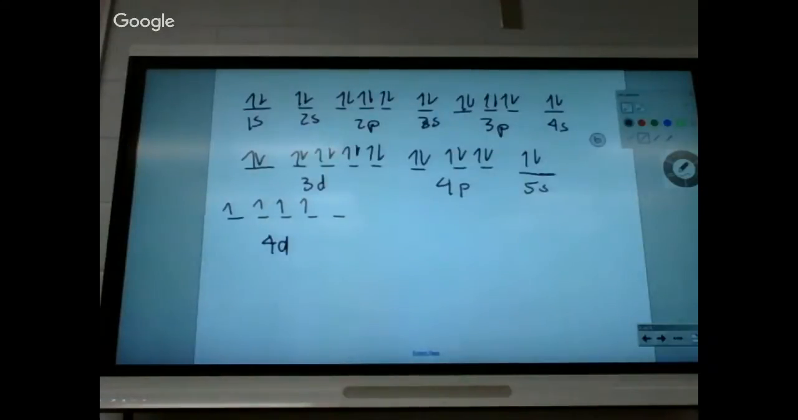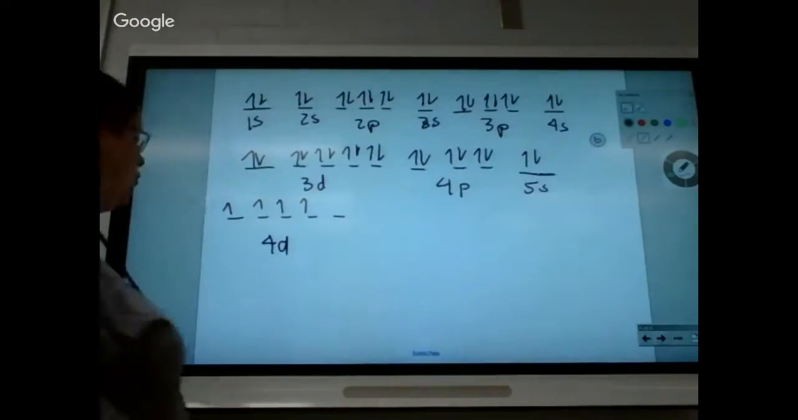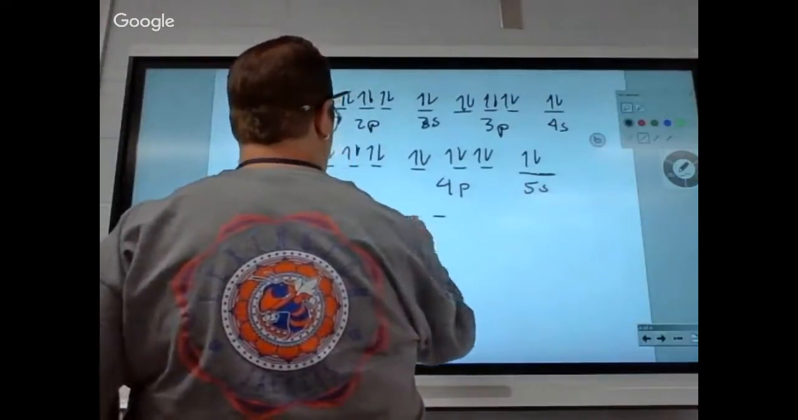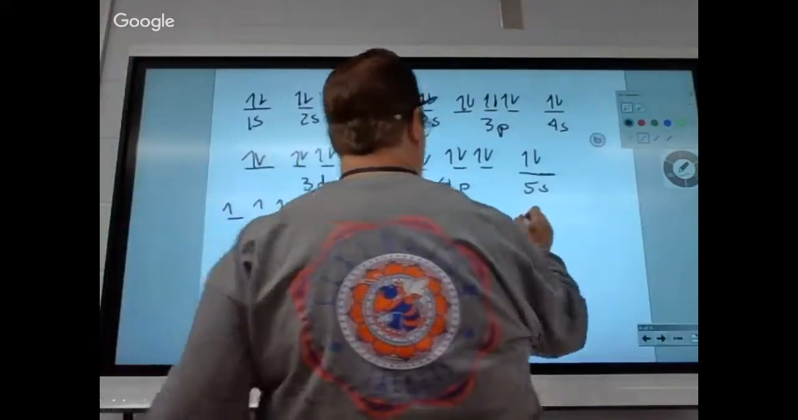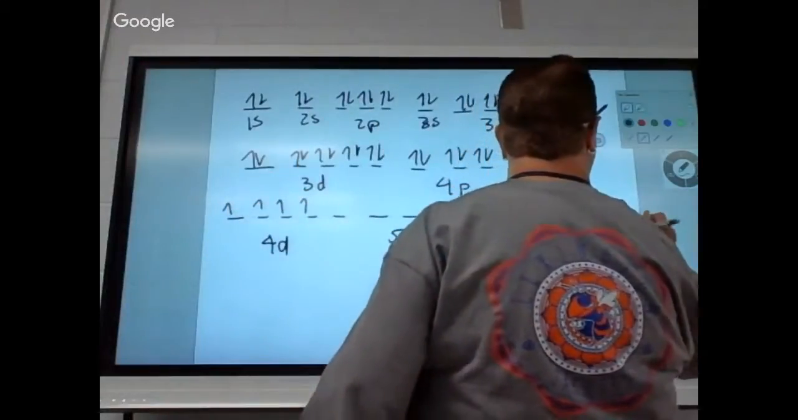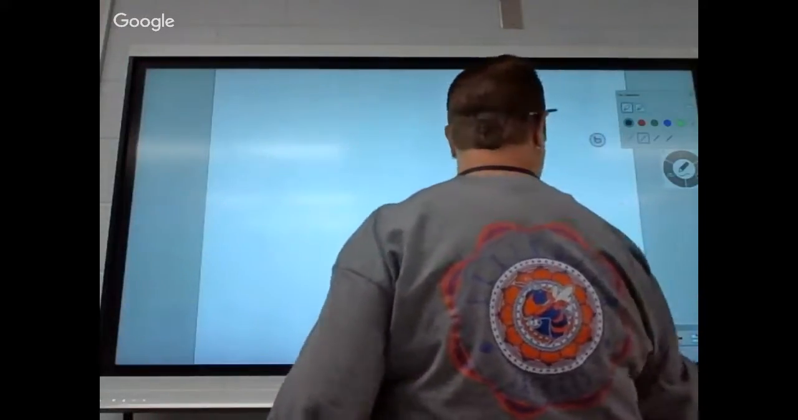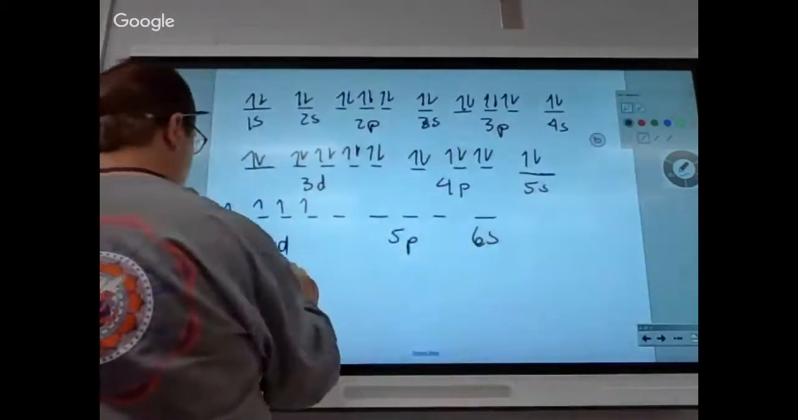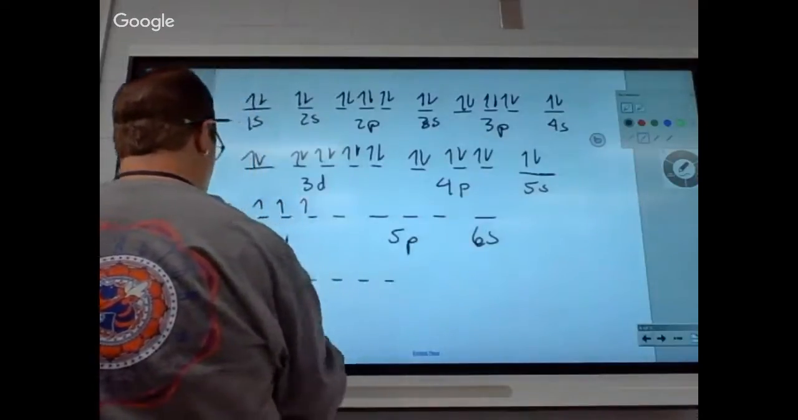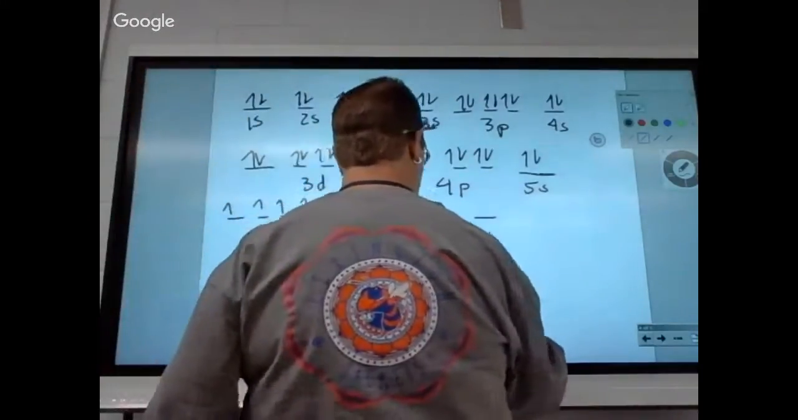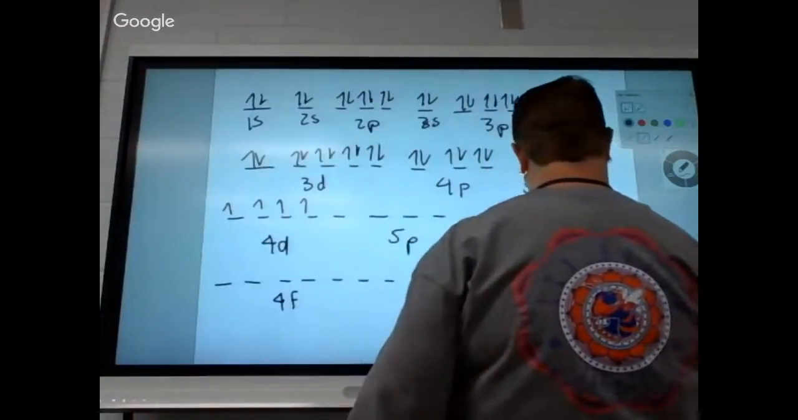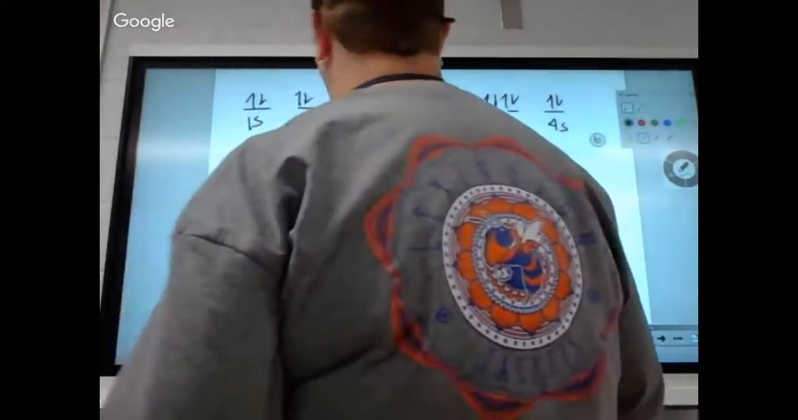All right, so lead had 82 electrons. So after 4D, what comes next? 5P, and then 6S. This is a little tight in space. Let me move that down here. 4F, 5D, 6P. Okay, so I'm at where?